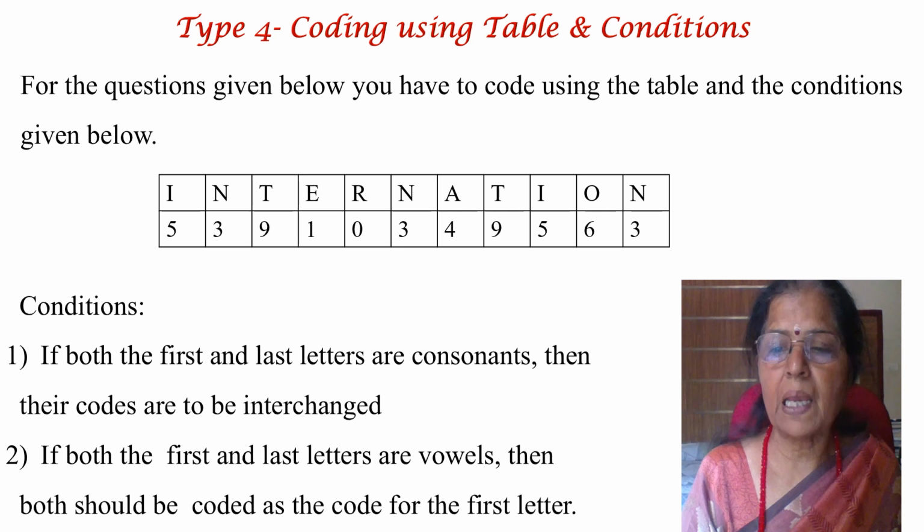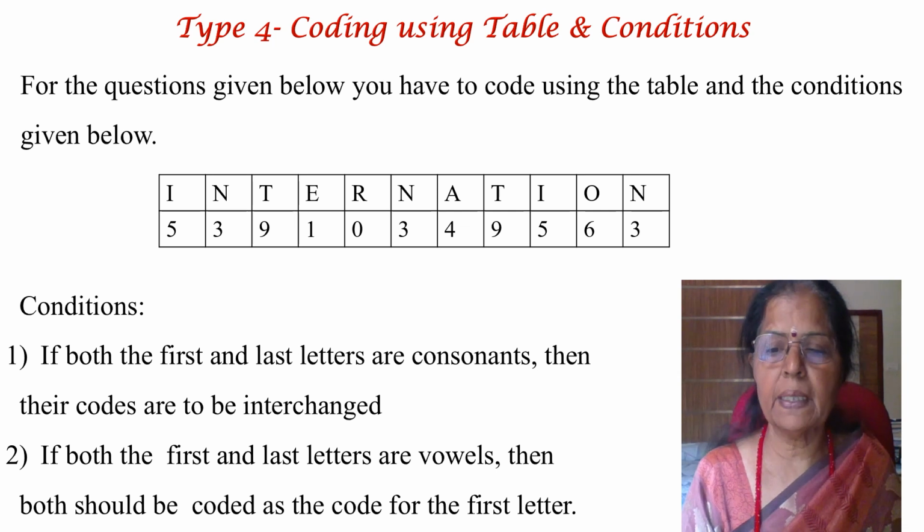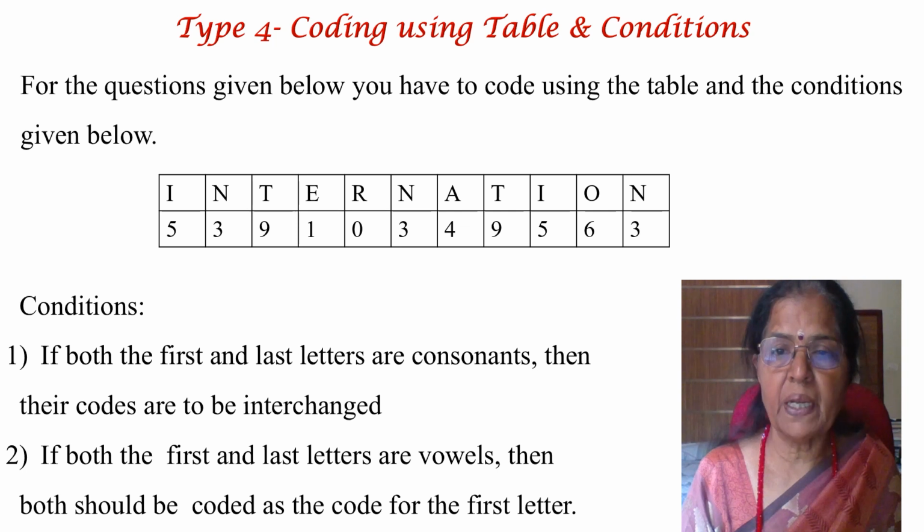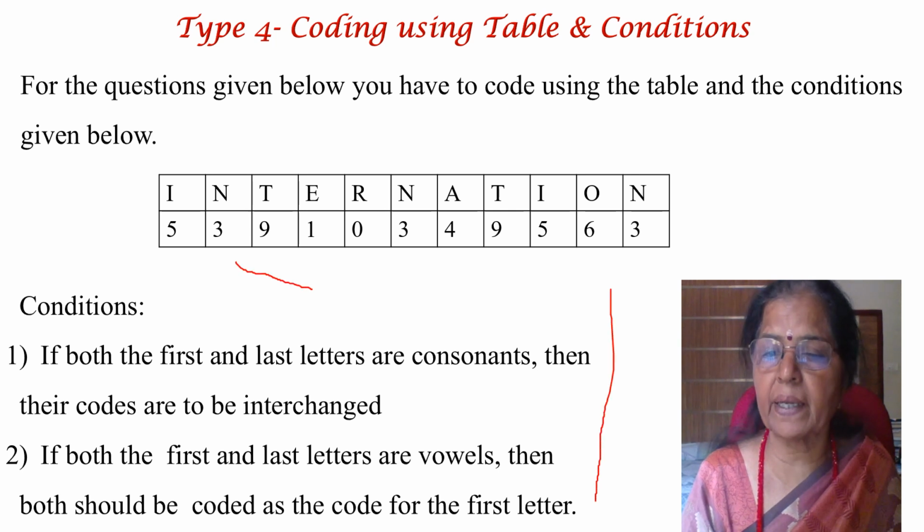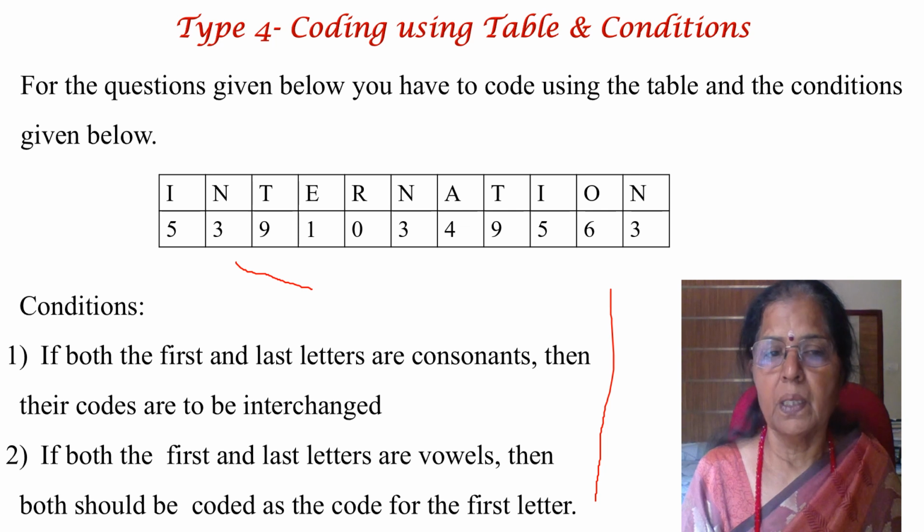Codes using table and conditions. Here, in this type of coding, you have to make use of a table and conditions. In the question itself, the table is given and some conditions are given. You have to check for that condition. See, look at this illustration.